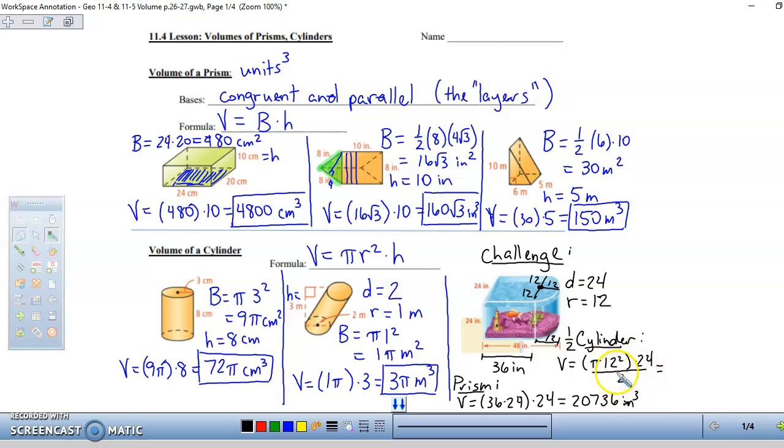So when you throw this in a calculator, you're doing 12 squared times 24 divided by 2. And you get 1,728, and then you still have the pi inches cubed. So then you're going to do a grand total, and the grand total is going to involve this plus this. So when you add those together, and you have to multiply by pi on this part, you get roughly 26,165 inches cubed as your final answer.